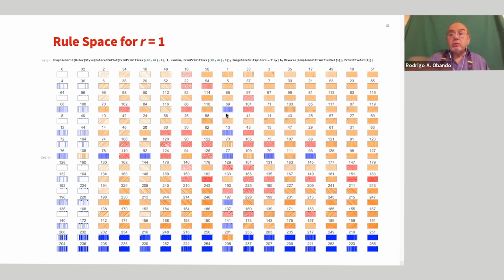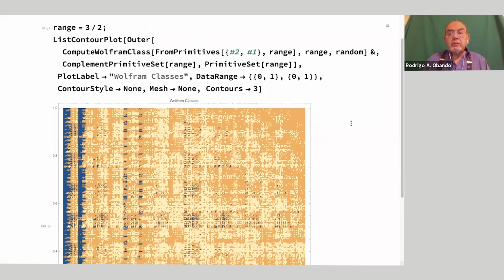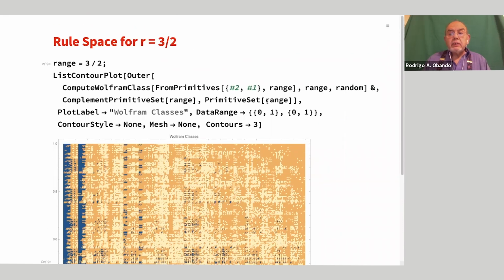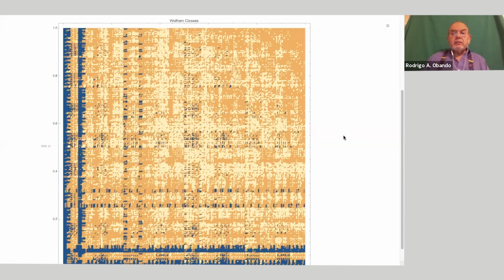So I'm not going to show the evolution of each one of those rules, of course, because the next space is equal to 65,536 rules. So what I did instead is I did a list contour plot, and then I computed the Wolfram class. I just go through the evolution, and I make an estimate of what Wolfram class that could be, and then this is the 65,536 rules for r equal to 3/2 space.